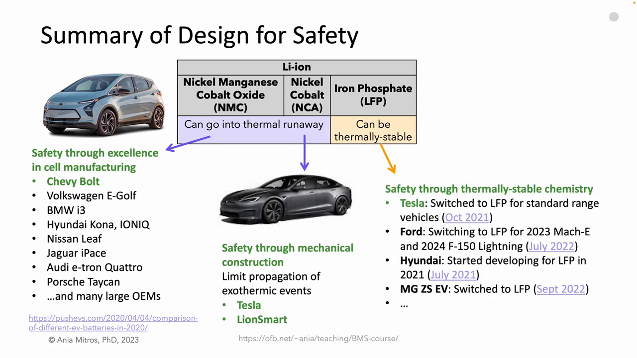A third option is to use LFP cells, which do not go into thermal runaway, and accept their lower energy density. A number of companies have turned in this direction recently. In late 2021, Tesla announced the switch to LFP for standard range vehicles while continuing to use higher performance chemistries for their higher performance cars. Ford will be switching to LFP for their Mach-E and F-150 Lightning. Hyundai started developing for LFP in 2021. The list goes on.